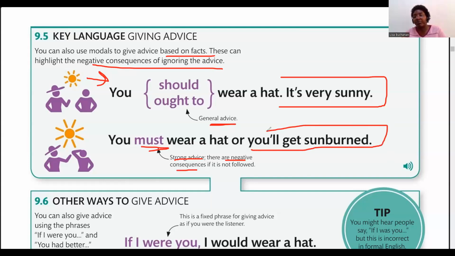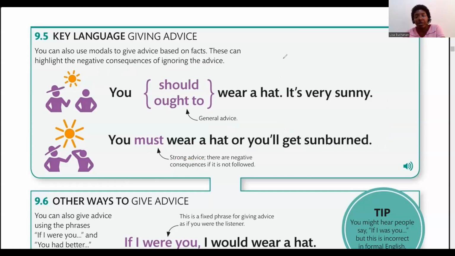You'll get sunburn. We don't want to use should here or ought to because it's not general advice. We know if our advice is not followed, something negative would happen. So it is appropriate to use must.